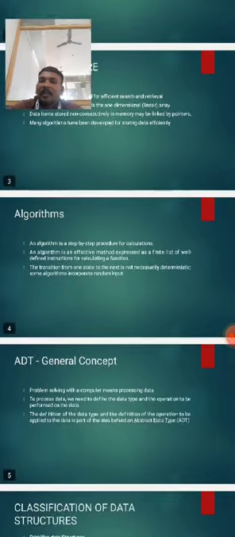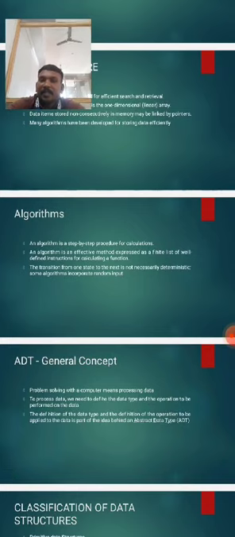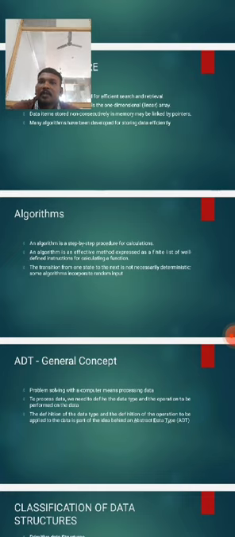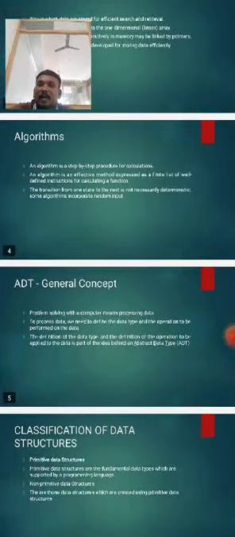Next one, the algorithm. An algorithm is a step-by-step procedure for calculation. An algorithm is an effective method expressed as a finite list of well-defined instructions for calculating a function. The move from one state to the next is not necessarily deterministic. Some algorithms incorporate random input. That is algorithms.